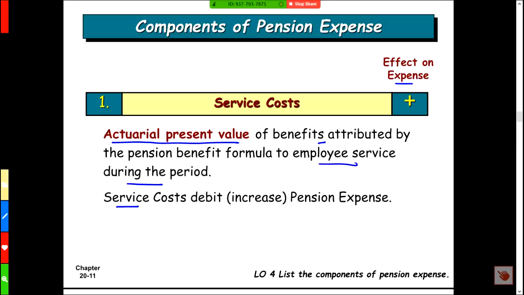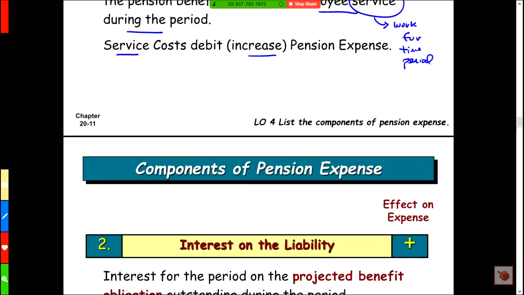So the service cost will always increase the obligation and always increase pension expense. When you hear the word service, you may think that's the cost of sending out payments to retirees and managing the plan assets. But service refers to the employee's work for some time period. Typically, we'll be talking about a year. So a service year is 1 year of service. If you took leave for half of the year, then you'd only have half a service year.